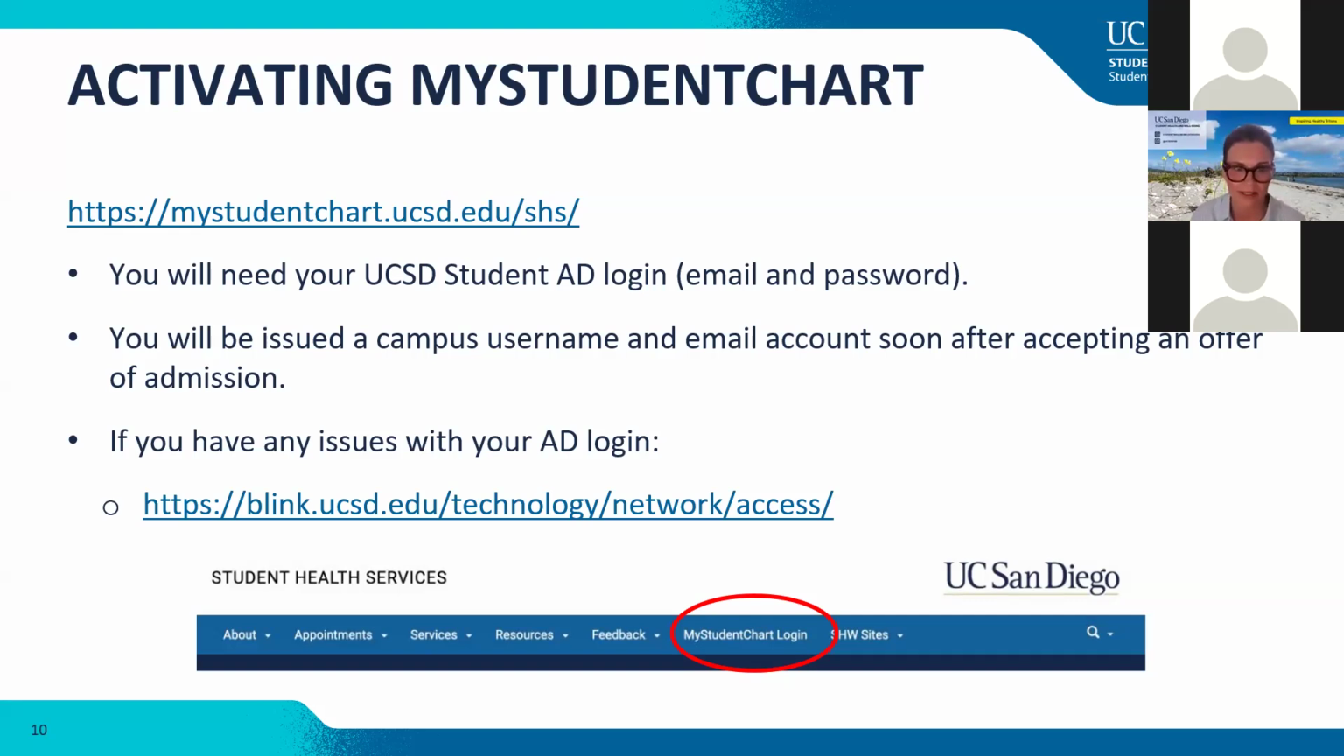So if you forget what it is, you can download it. Also, there's an app. You can access it on the web or through the app. It does require that you have your UCSD student AD login, which is your UCSD email and password that you are given after you accept an offer of admission to UC San Diego. And if you are having any issues getting an AD login, there is a link here on Blink that you can actually make an inquiry about if there's any delay in receiving your AD login.